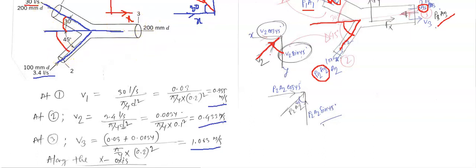But the important thing here is, for v3 we don't know any flow rate, but this 30 liters per second and this 3.4 liters per second are coming this way from a bifurcating tube, and they're merging, meeting at this section.